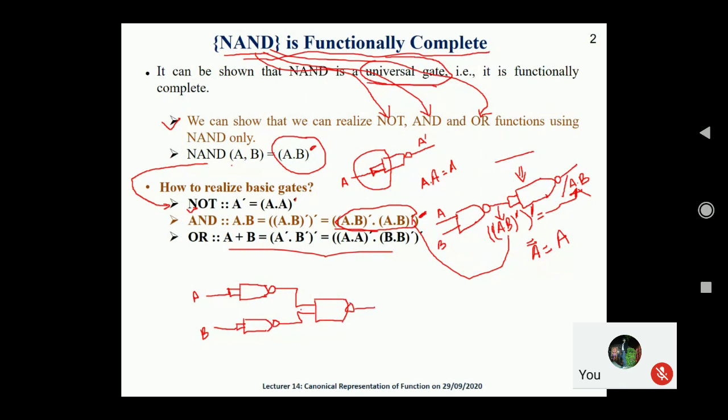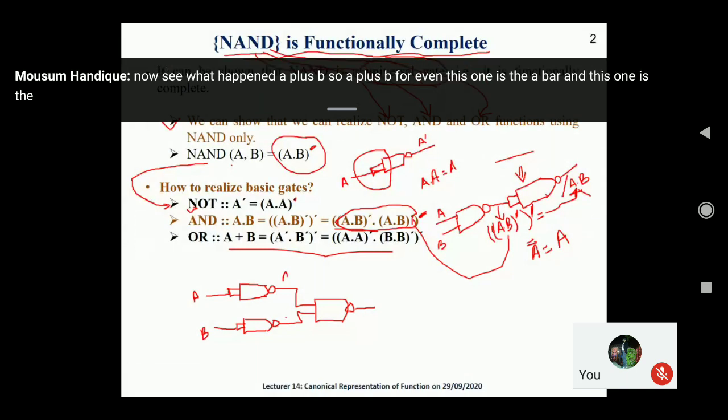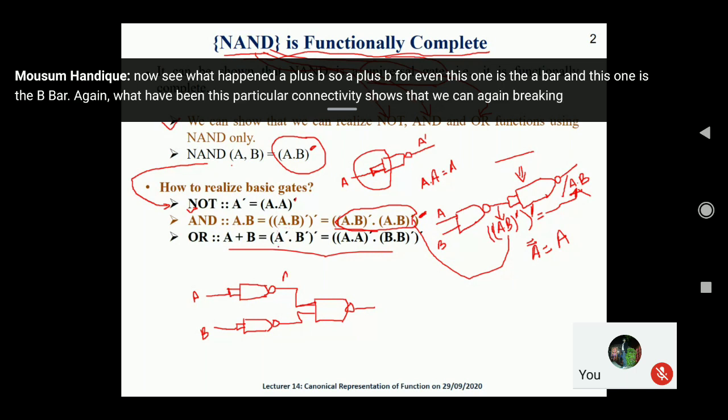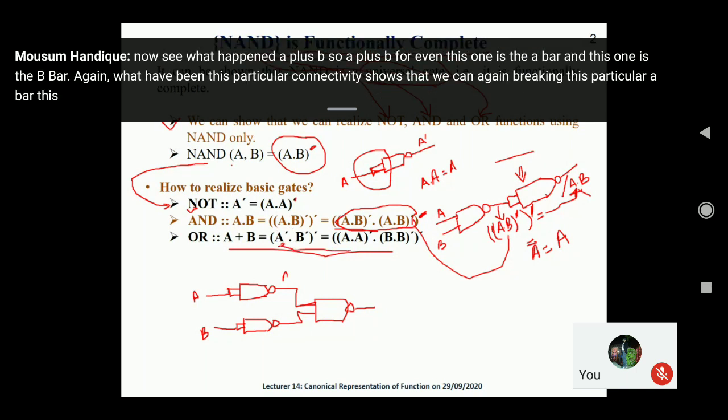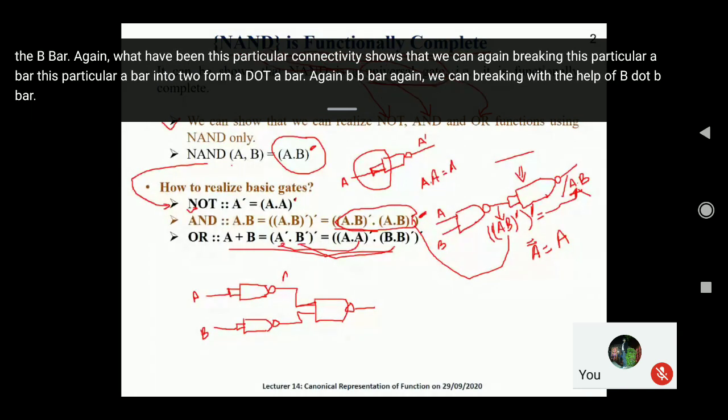Now see what happened? A plus B. So A plus B, what happened? This one is the A bar and this one is the B bar. Again, what happened? This particular connectivity shows that we can again break this particular A bar into two forms, A dot A bar. Again, B bar, again we can break it with the help of B dot B bar. B dot B whole bar, A dot A whole bar.